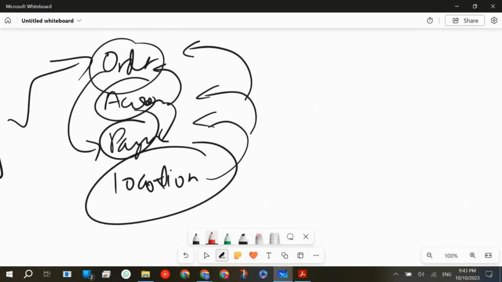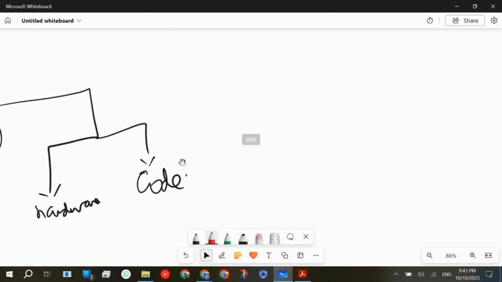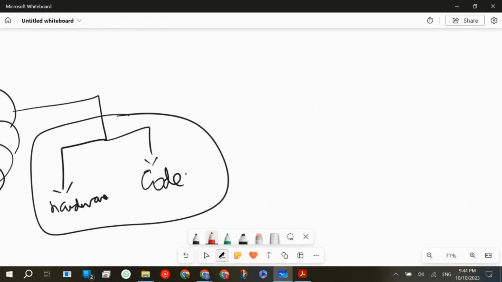Now this dependency which they had is of two things. One is the hardware, and one is the software, or I can say the code. Now let's say I want to solve this problem, this dependency on each other. To solve it, these two things have to be solved. These two things have to be made independent.